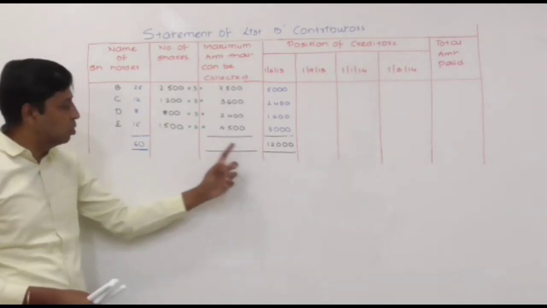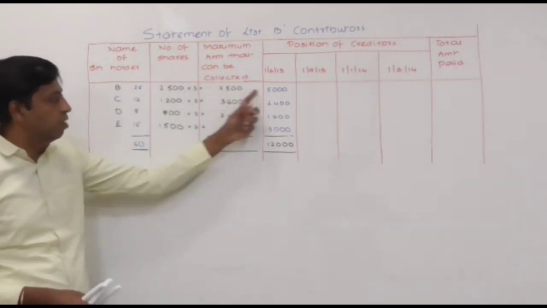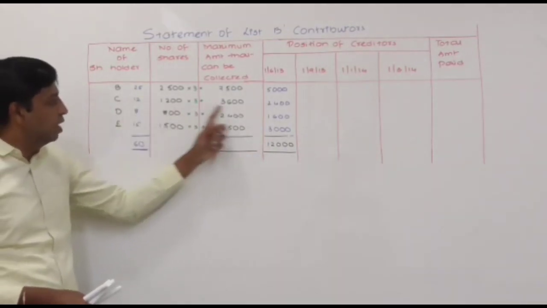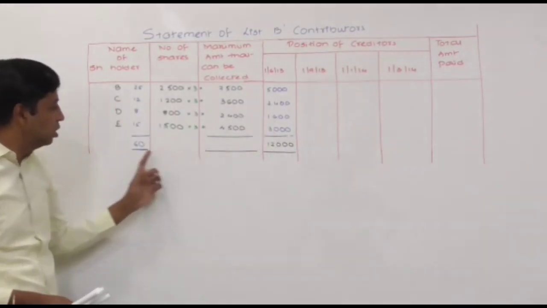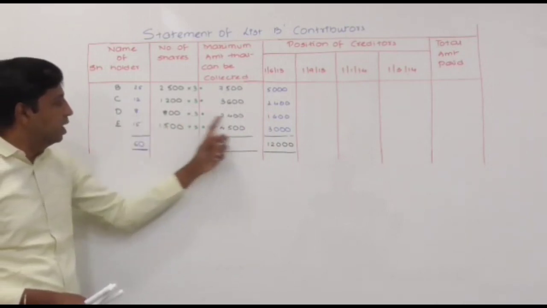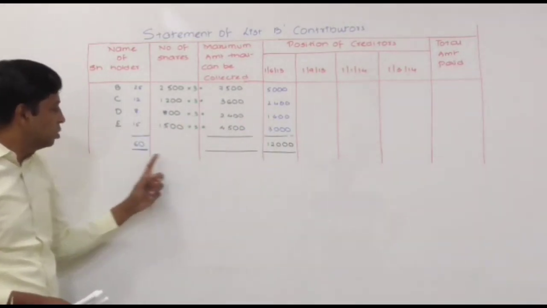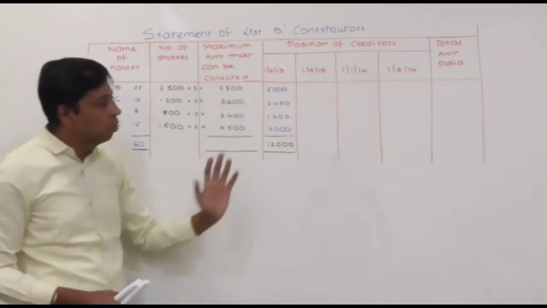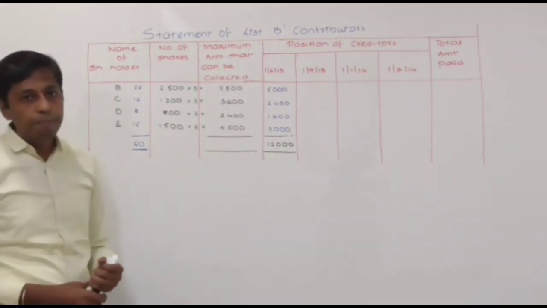So I divide 12,000 by 60, multiply by 25 gives me 5,000. 12,000 divided by 60 into 12 gives me 2,400. 12,000 divided by 60 into 8 gives me 1,600. And 12,000 divided by 60 into 15 gives me how much? 3,000. So that's how the first column is being completed.